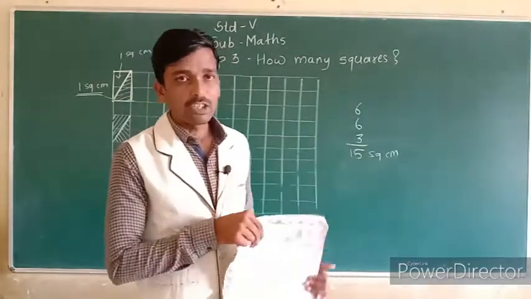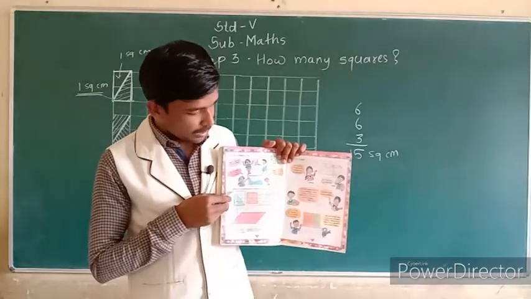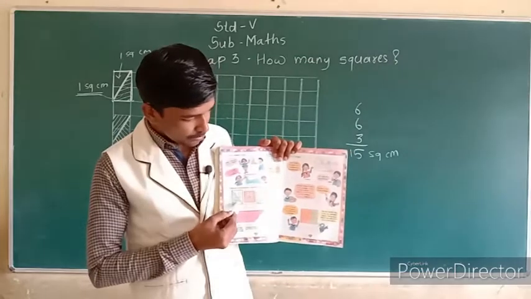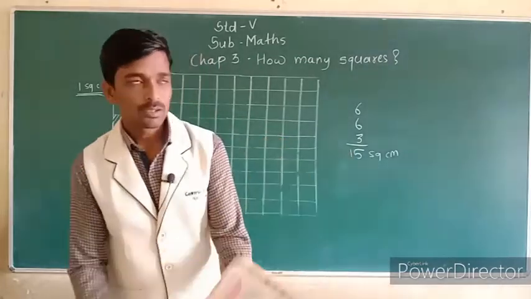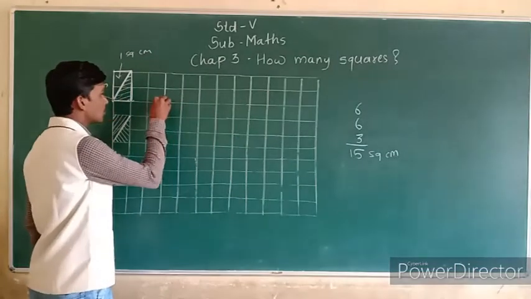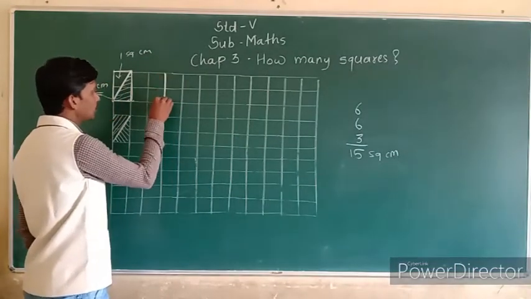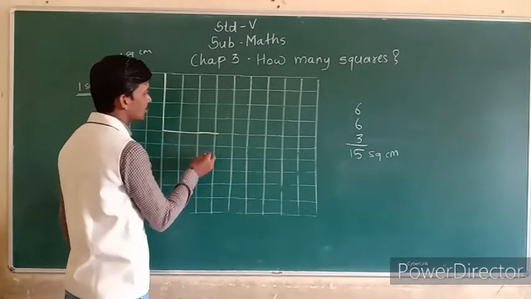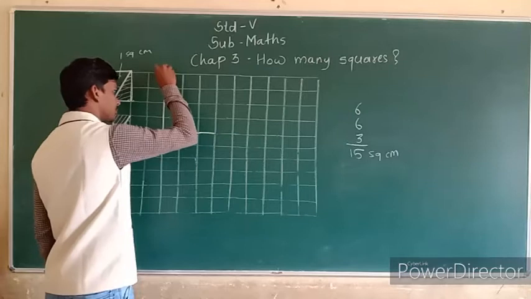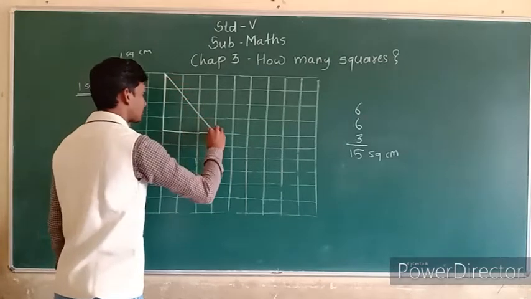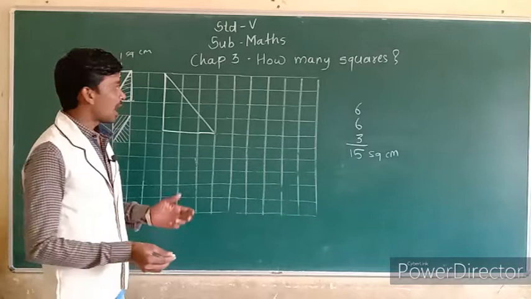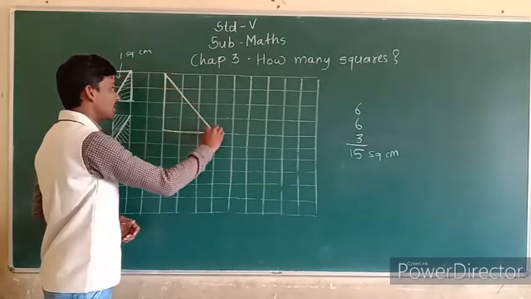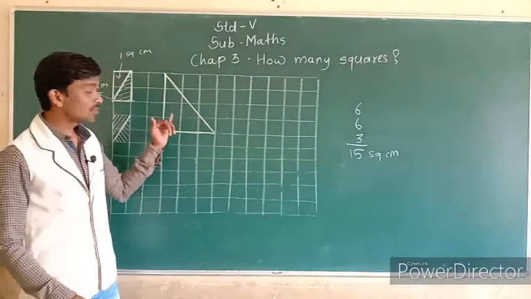See here in this triangle. How many squares vertically? 1, 2, 3, 4. And horizontally 1, 2, 3. 4 and 3, so remember that. And join these two. Okay. And when you have to find the area of this triangle, what do we do?